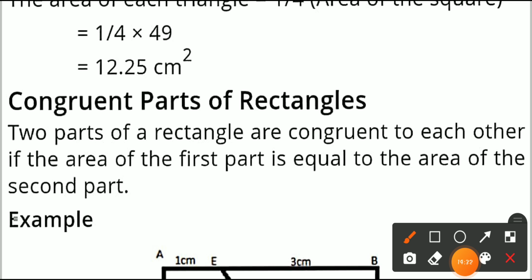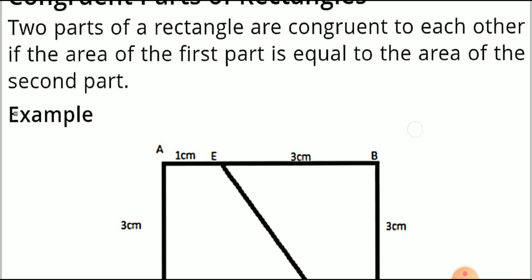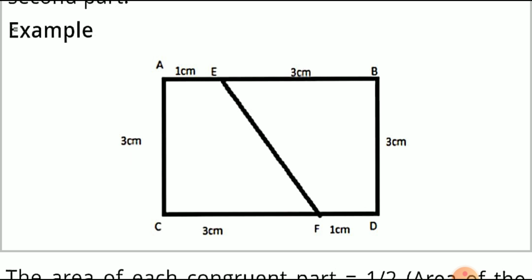Again, I am repeating. Two parts of a rectangle are congruent when the area of the first part of the rectangle is equal to the area of the second part. The area of both parts must be equal, then the parts of the rectangle are congruent. Okay, see even this example.